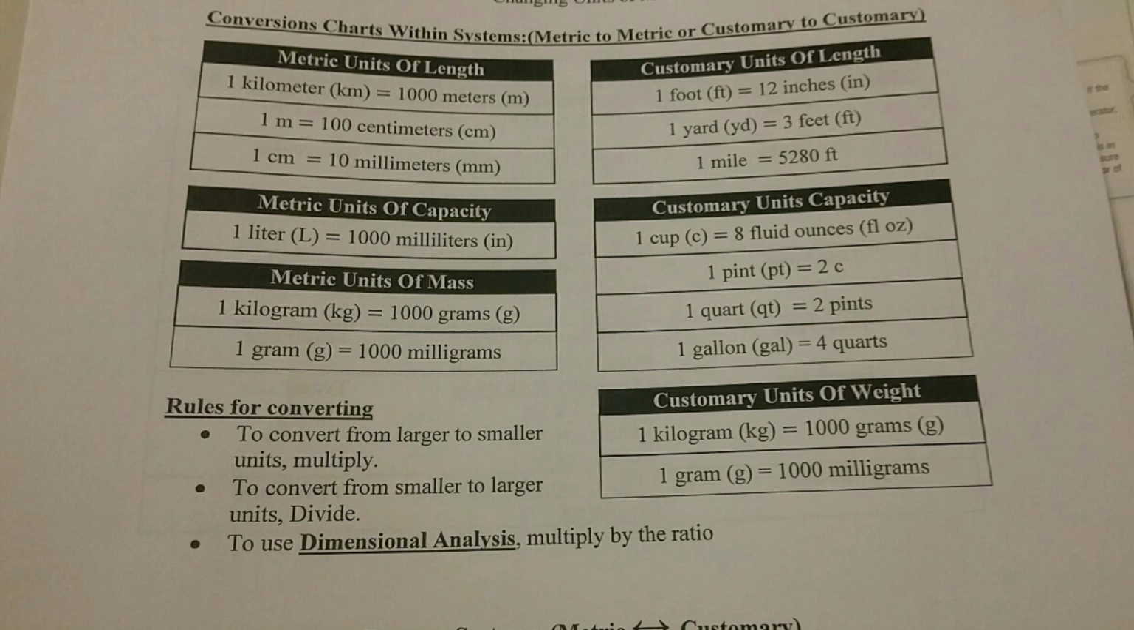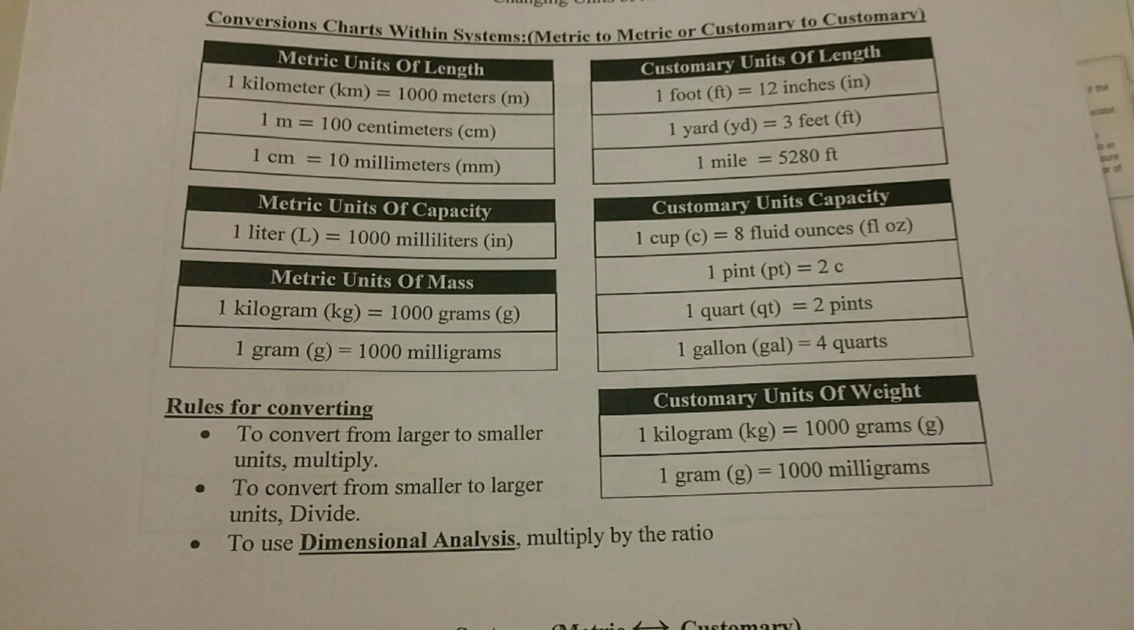Alright, if you flip the page, you're going to see a bunch of charts. These charts are the way for us to deal with changing within the same system, as in you're going to go from metric to metric. And this book calls it customary, standard, whatever you want to call it, what we are used to using in the United States, where we're actually a very small percentage of the world that uses those units. Most people use metric, but we're going to go customary because it's just custom for us. It's not really standard for the rest of the world, more like metric is standard for the rest of the world.